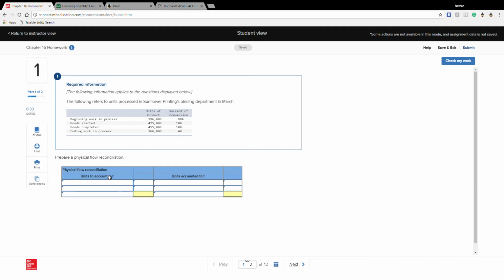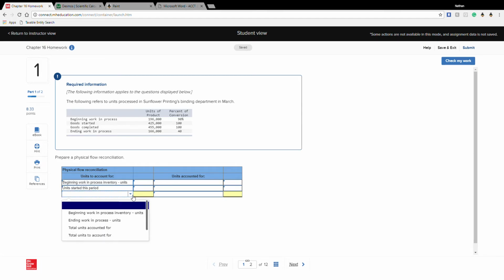But if you don't need that, take this reference. To account, we're looking for the present form. What would I have presently? Well, if I had something presently, I'll probably have beginning and units started. But Connect likes to put it a little bit differently. Now it's units started this period. Okay.